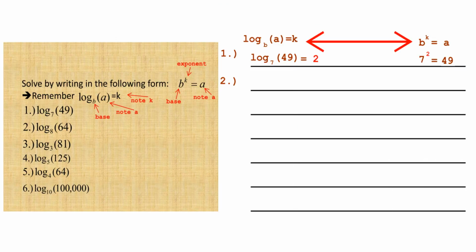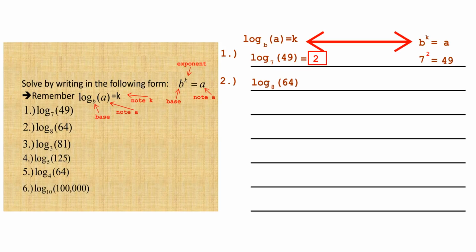So there's our answer then. It's 2. Log base 7 of 49 equals 2. Let's try example number 2. Log base 8 of 64.